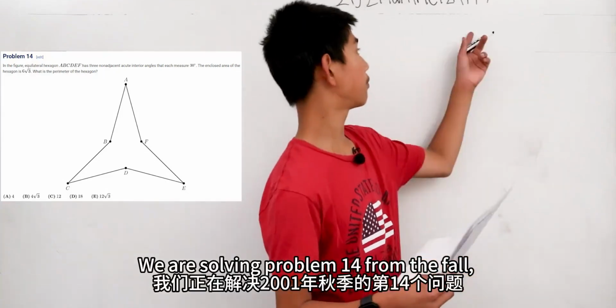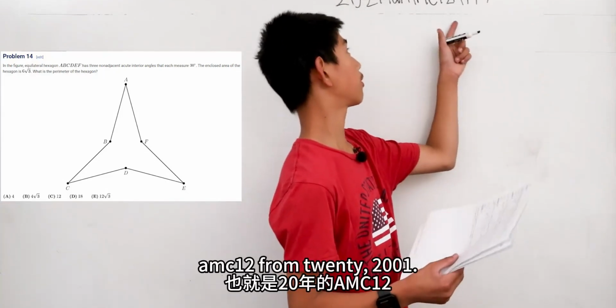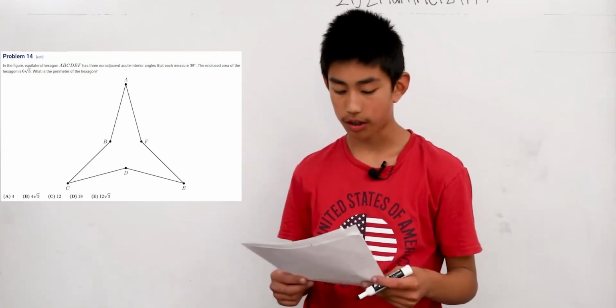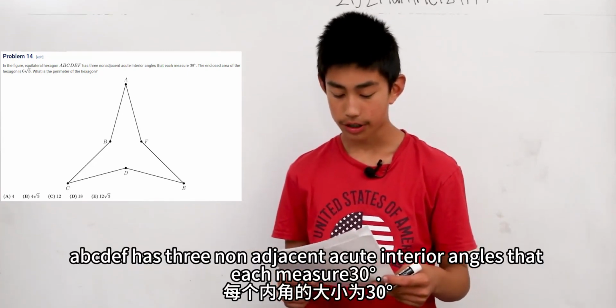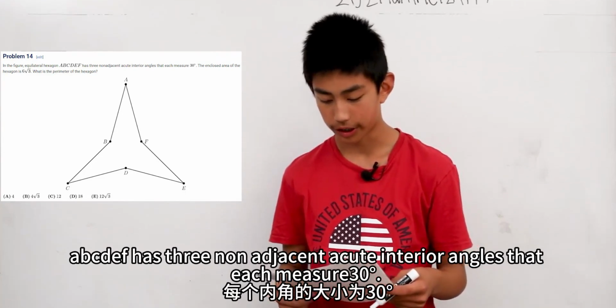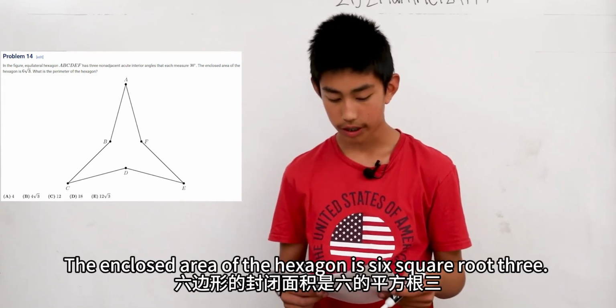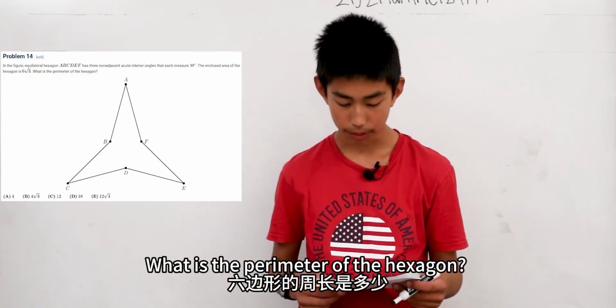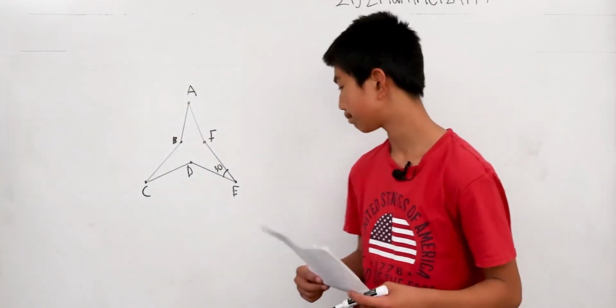We're solving problem 14 from the Fall AMC 12A from 2021. In the figure, equilateral hexagon ABCDEF has three non-adjacent acute interior angles that each measure 30 degrees. The enclosed area of the hexagon is 6 square root 3. What is the perimeter of the hexagon?